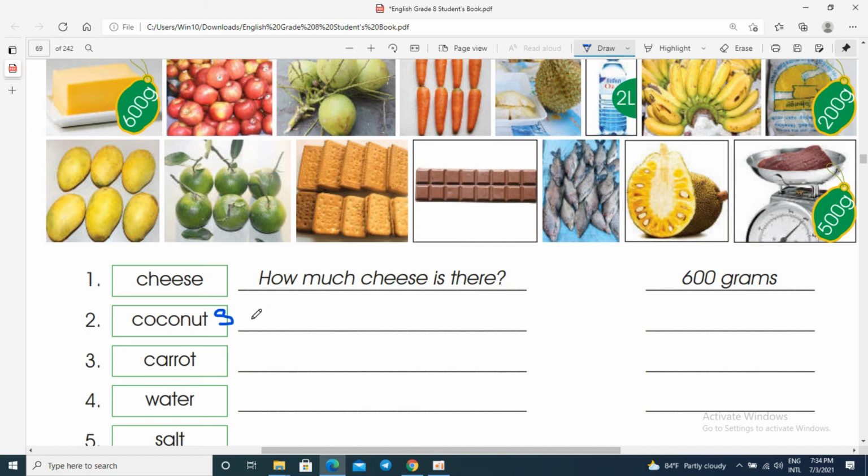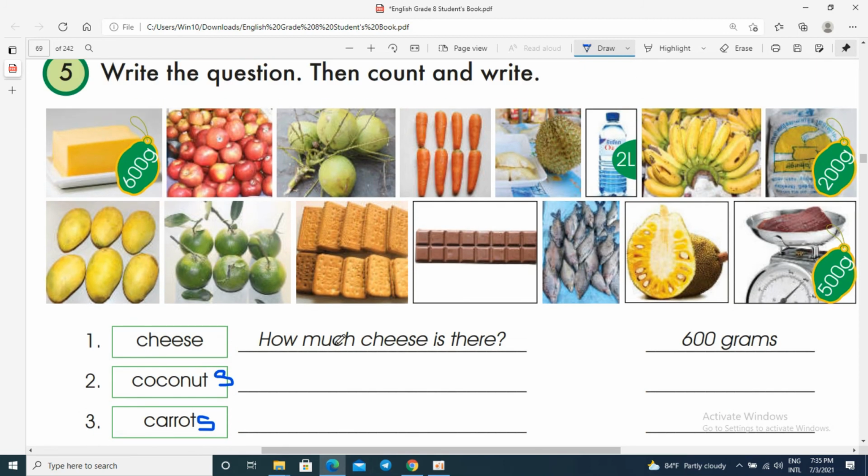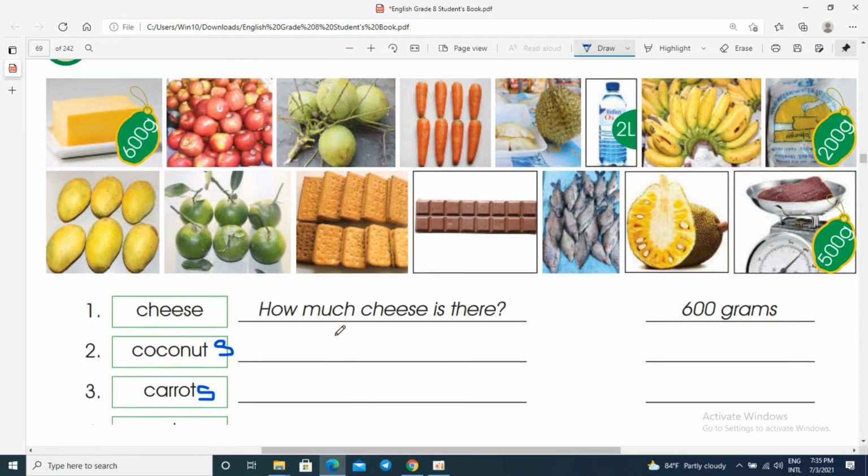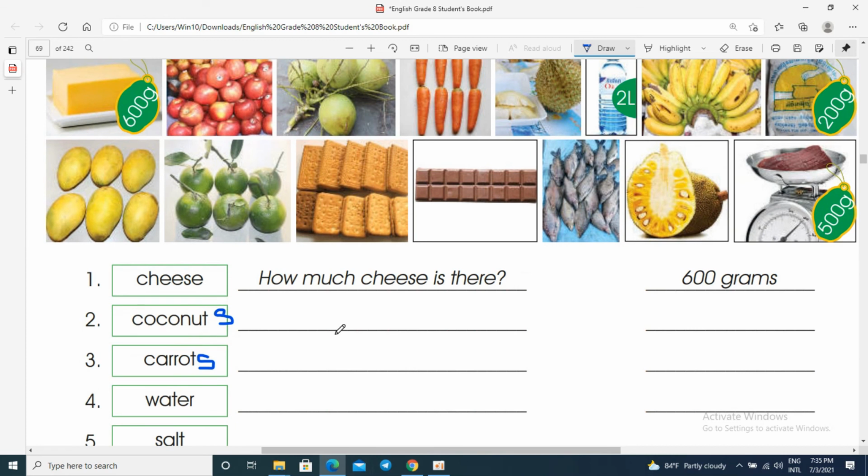Again, how many coconuts are there? And here, four coconuts. Okay. And what about this one? Carrots. Carrots, when you transform it into plural, add s, right? So you can ask, how many carrots are there?